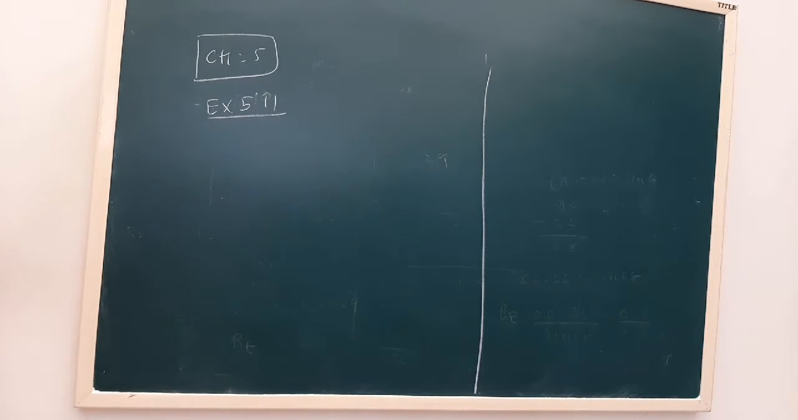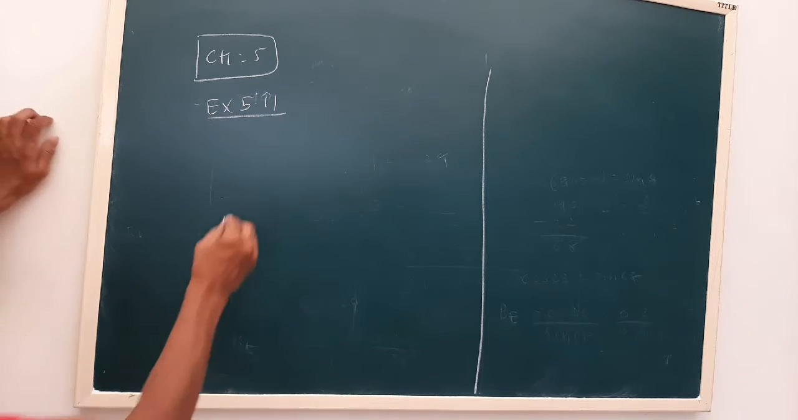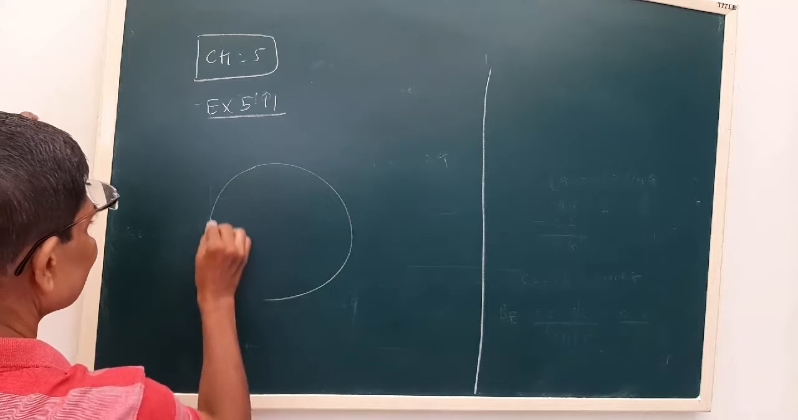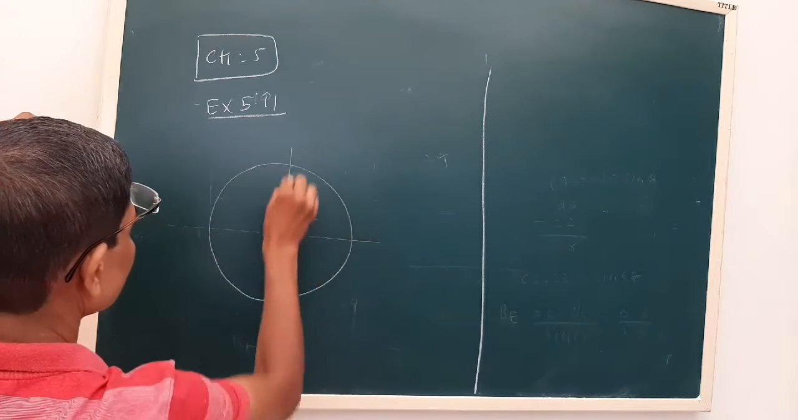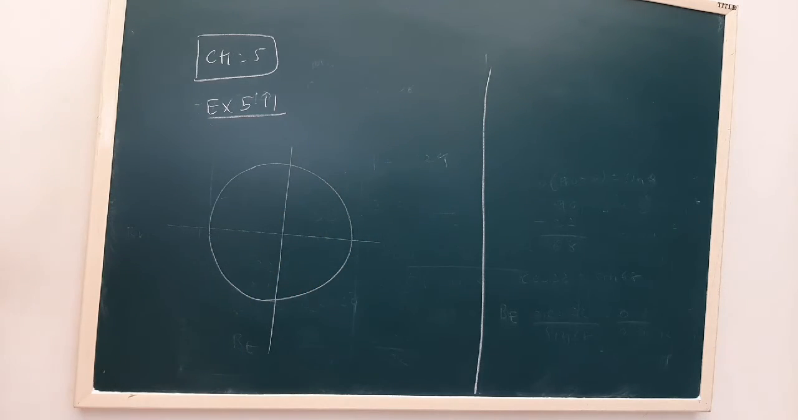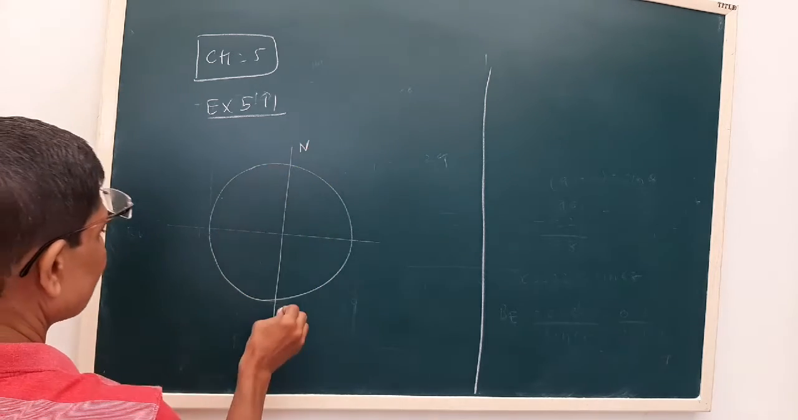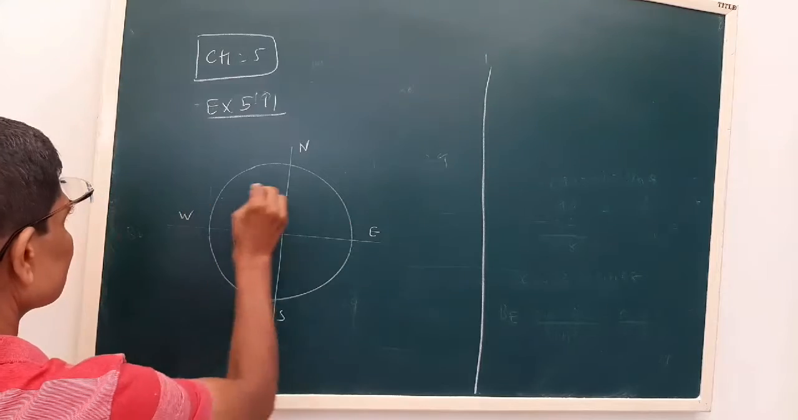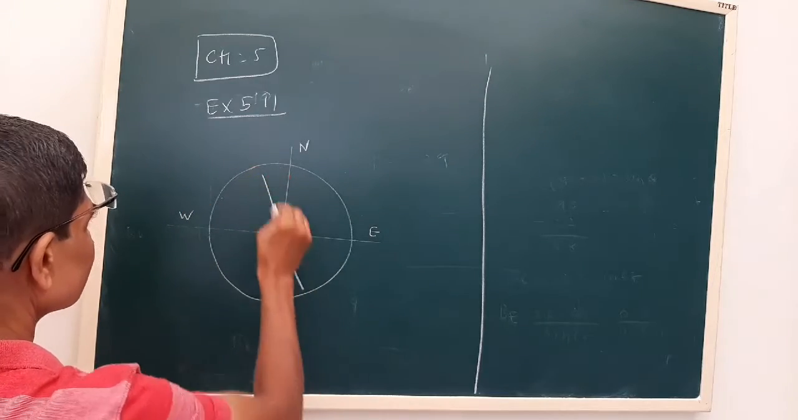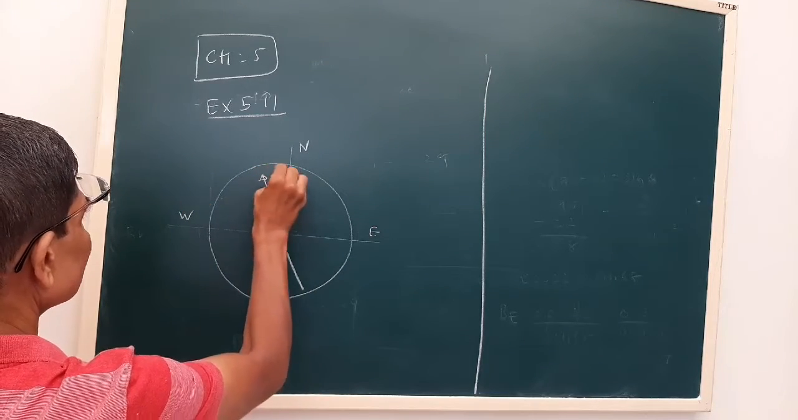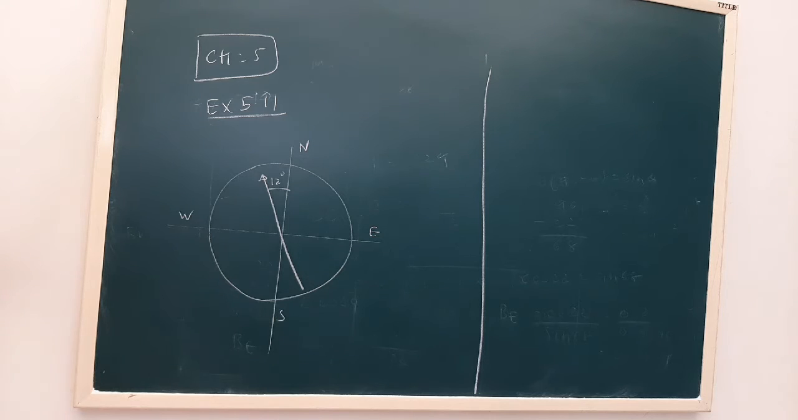Okay, now see, at a certain place and location in Africa, the compass points 12 degrees west of the geographic north. Now see, our magnetic meridian is 12 degrees west of the north. Now see, this is north and south, east and west. See, the compass shows 12 degrees west of the north. Okay, we can show it like this.